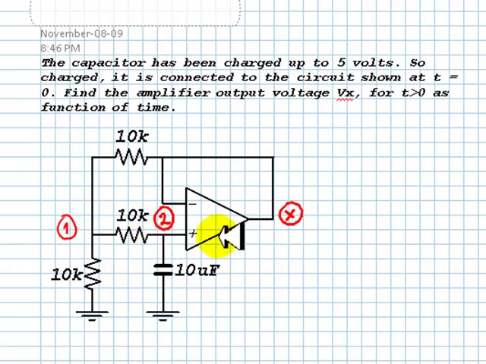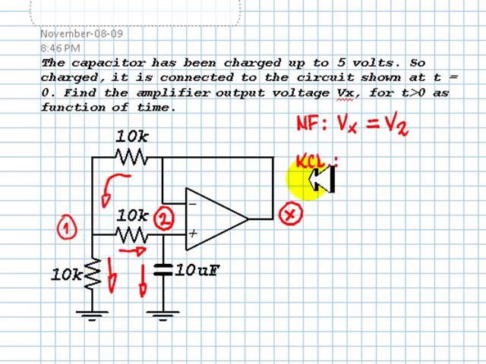Negative feedback? Yes, there is negative feedback. There is a connection between the output of the amplifier and the inverting input. The negative feedback equation is, to write the KCL equation for each one of the nodes, first I have to specify the branch currents, which I do arbitrarily like this. Branch currents. Now we can write the KCL equation for node 1. Current of the top is Vx minus V1 over 10.